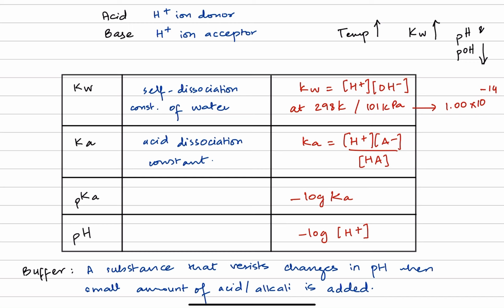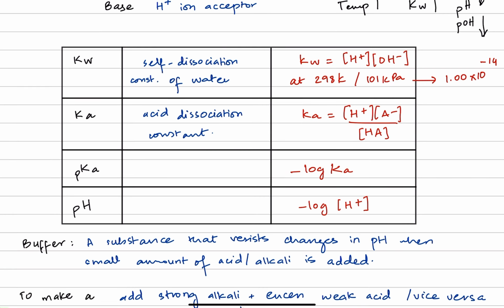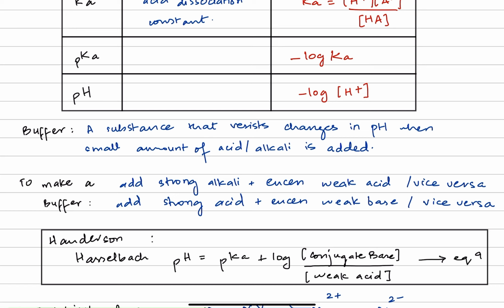Ka is known as the acid dissociation constant, which is the hydrogen ion and conjugate base ion concentration divided by the unionized acid concentration. pKa is the negative log of Ka, and pH, like we all know, is the negative log of hydrogen ion concentration. A buffer is any substance which will resist changes in pH when a small amount of acid or alkali is added.